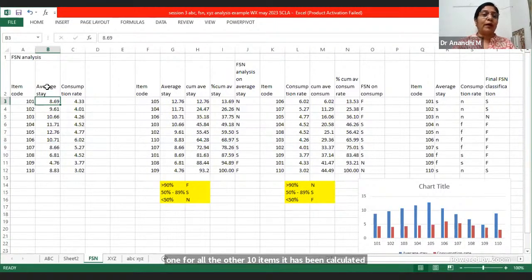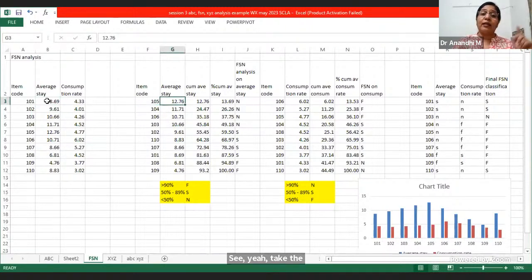So let us take one by one. First, let us calculate with average stay. Now put the item code and take the average stay. Here what I am doing is like what we did in the ABC analysis. Here too, I am taking the highest average stay item and going to the lowest average stay. So the item codes will differ based on the average stay of the respective item. From 12.5 to 4.6, I have rearranged the data.